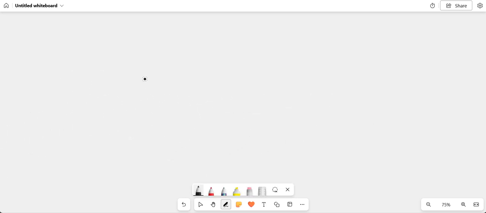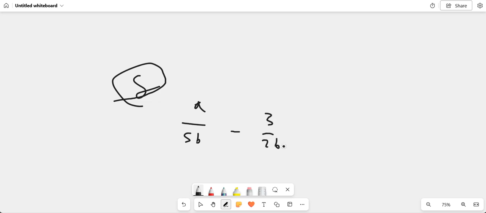F. F here is a over 5b minus 3 over 2b. Okay, cool. So what you're doing here, essentially, again, we could just times the bottom two together to make 10b squared and then do whatever. We can do that. But think about it.